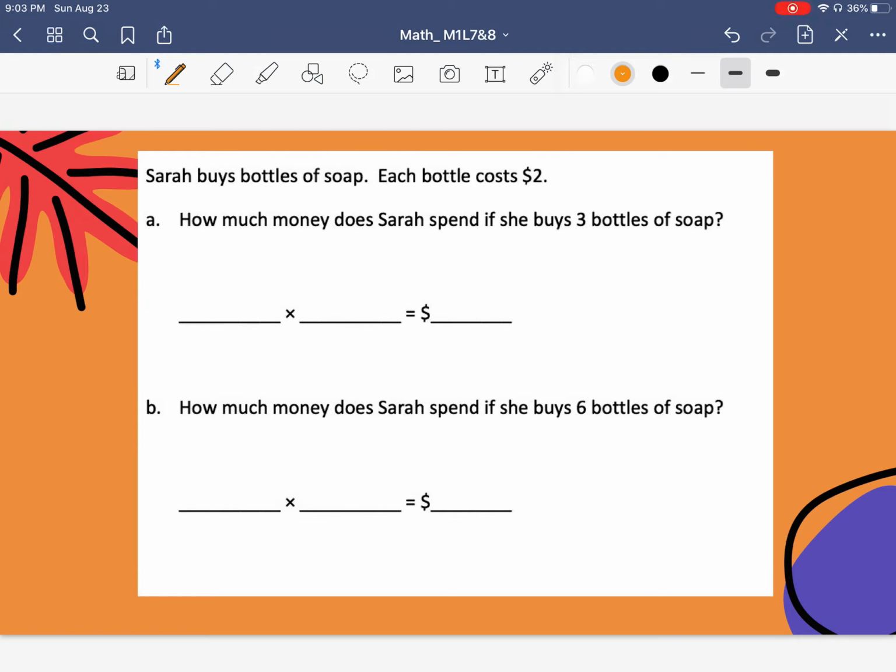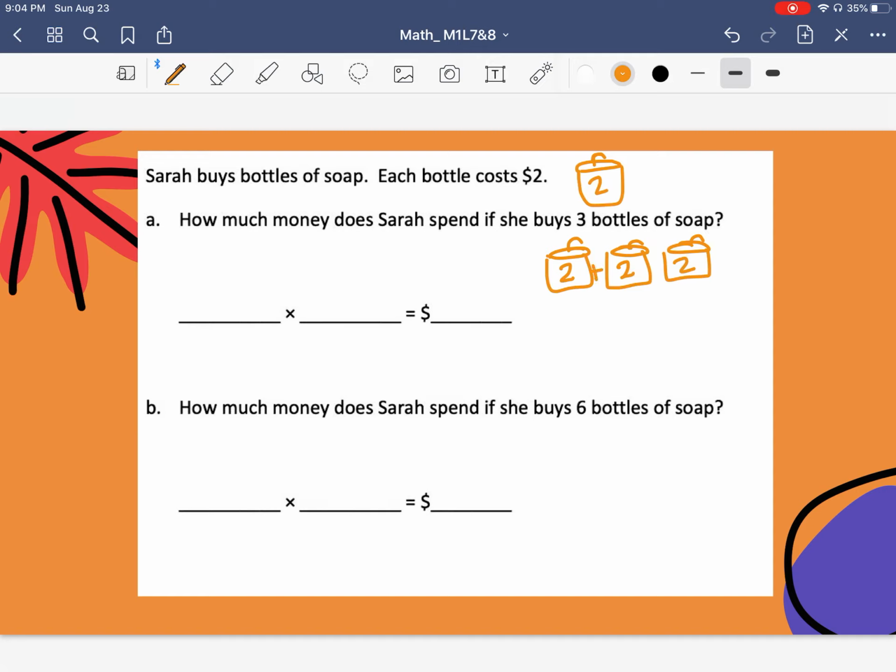Okay, let's move on to the next question. Sarah buys bottles of soap. Each bottle costs $2. So here is the first soap, and each one is $2. How much money does Sarah spend if she buys 3 bottles of soap? Okay, so I'm going to draw 3 bottles of soap where each one costs $2.